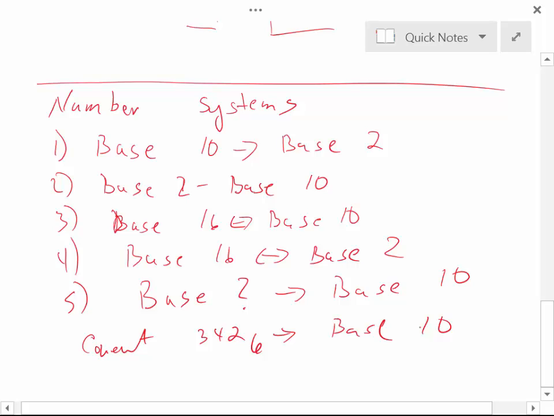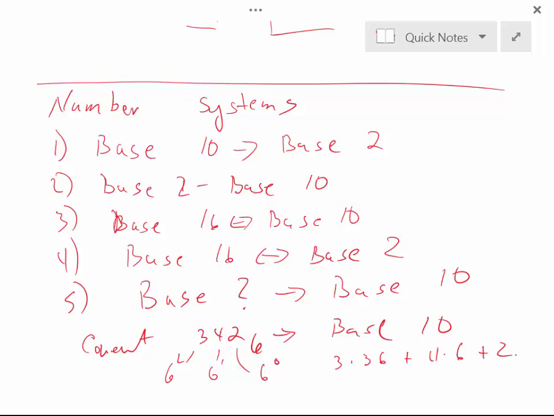Remember that what that does is it requires you to remember the definition of a numbering system. This is 6 squared, this is 6 to the first, this is 6 to the 0. So the answer to this is 3 times 36 plus 4 times 6 plus 2. So when I say base question mark to base 10, it just means I pick a random base, and what I'm looking for is that you remember the definition of a numbering system.